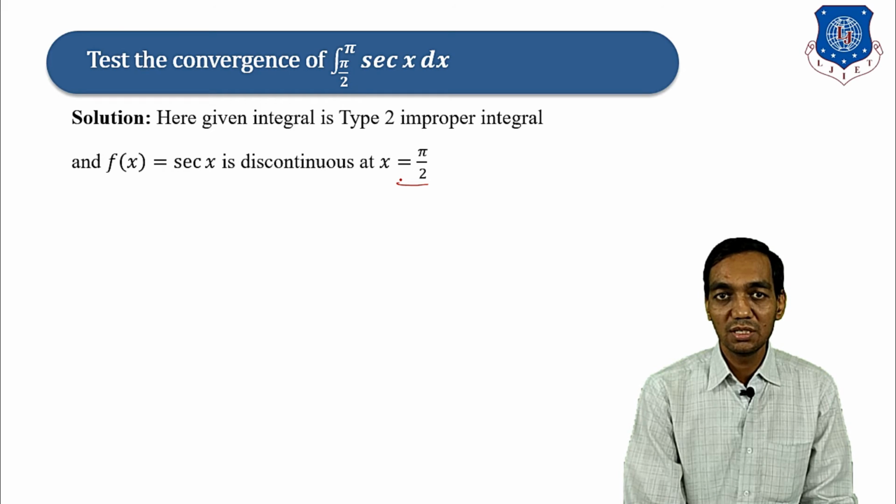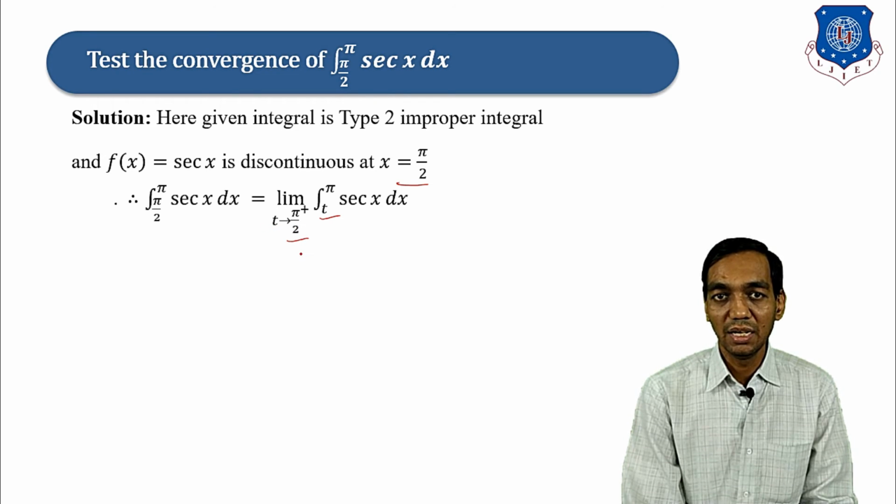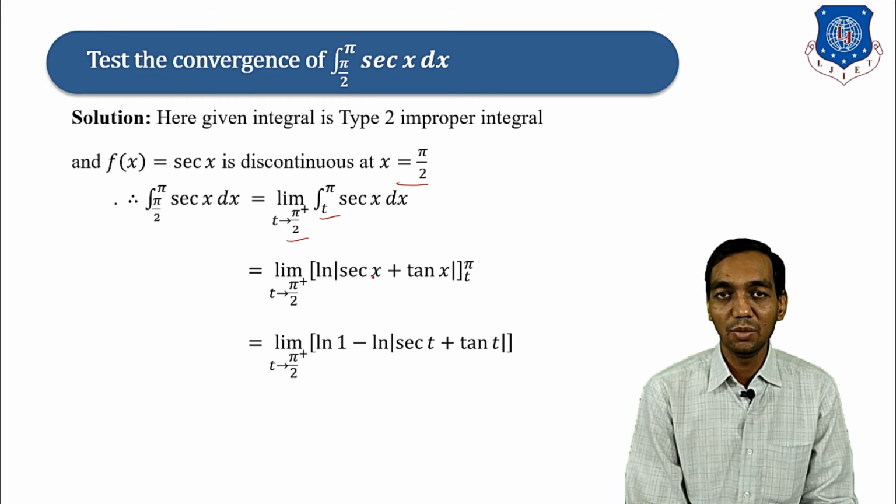So what we are going to do is, instead of pi by 2, we are going to put something t, and that t tends to pi by 2 plus. Now the integration of sec x will be log mod sec x plus tan x. And if you put the values, then upper limit minus lower limit. So sec pi has a value minus 1, tan pi has a value 0, correct? So minus 1, but here we have a mod.